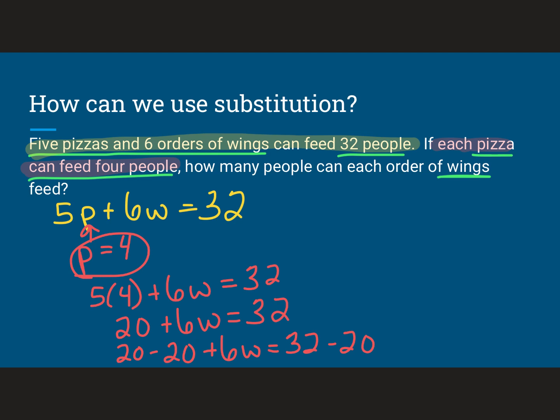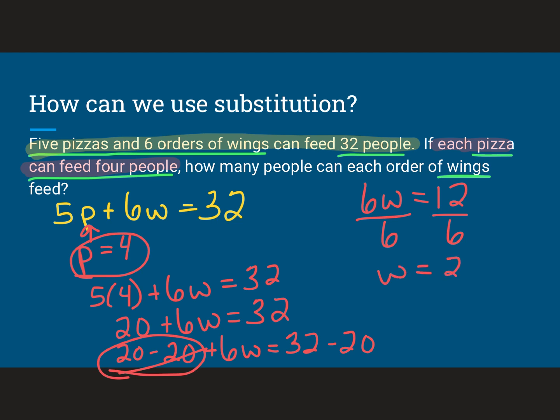So I'm left with 6W equals, because 20 minus 20 cancels, 6W equals 12. So I'm going to divide both sides by 6. And I get W equals 2.